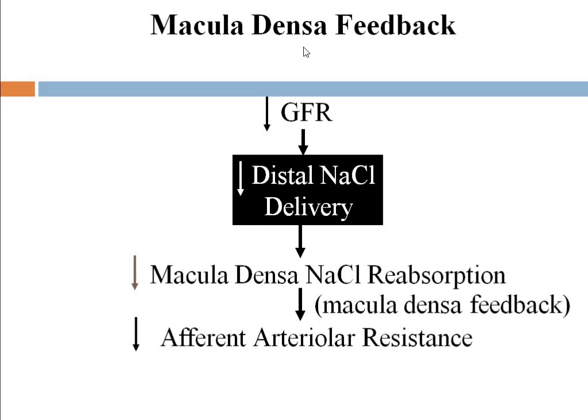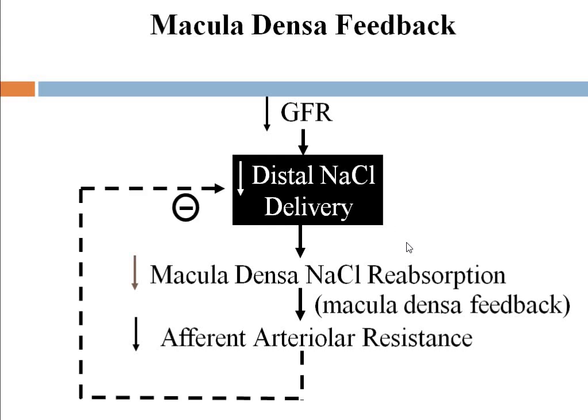I think I told you earlier in the last class that macula densa are chemoreceptors. They sense the sodium ions. So how much sodium is delivered in this region can be easily detected. Whenever there is decreased GFR, there will be decreased distal NaCl delivery, decreased macula densa NaCl reabsorption, decreased afferent arteriolar resistance, and thus causing the desired change.